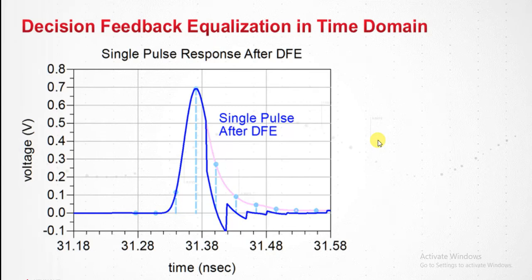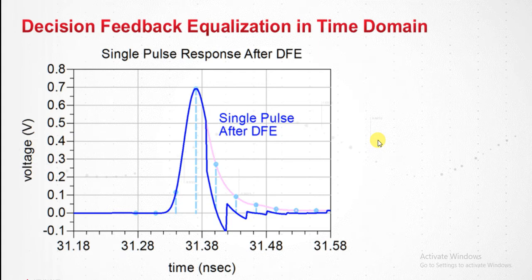And if we put many of these single pulse responses together, you will start seeing a little kink in the transition. That is why this is a signature of DFE. Since the DFE is making a decision, the decision-making process itself is a non-linear process. It's not 1 times 2 is 2, and then 2 times 2 is 4. It's not a linear response. A decision is not a linear response.